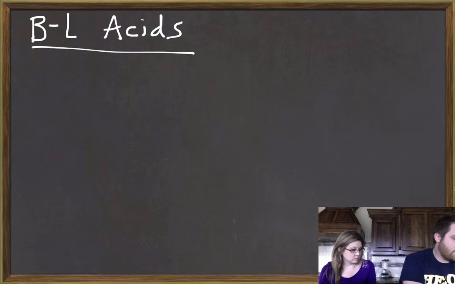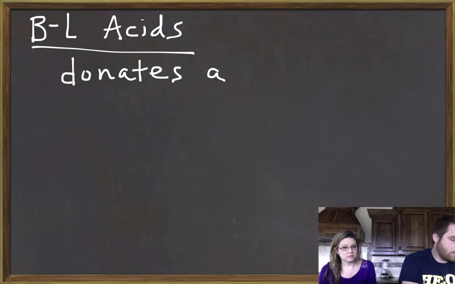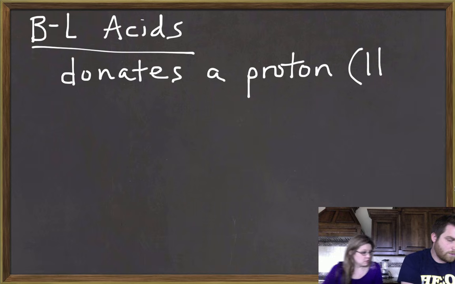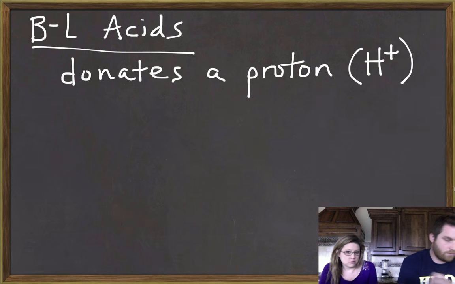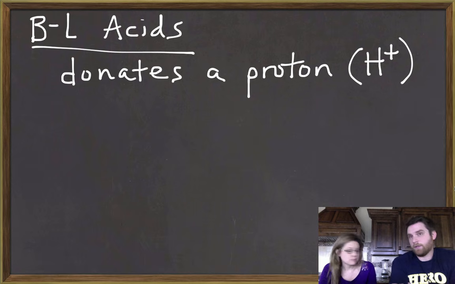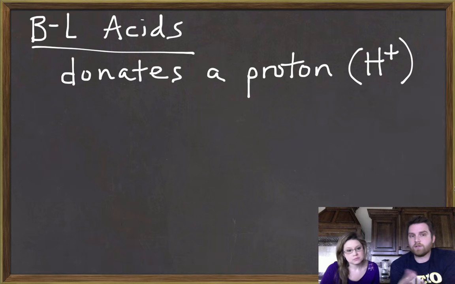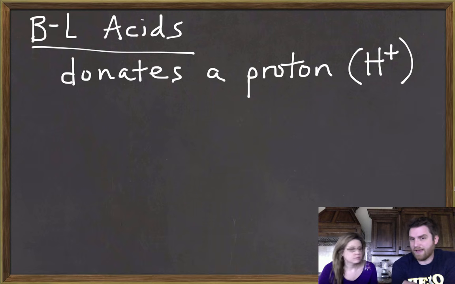It is anything that donates a proton. Okay, so the other ones we talked about, the Arrhenius acids, were just hydrogen ion donors. Well, they didn't necessarily donate it, or they produced the hydrogen ion. So this one is actually where the acid is donating that H plus ion. And by the way, when we say proton, when we're talking acids and bases, we just mean a hydrogen ion, H plus.